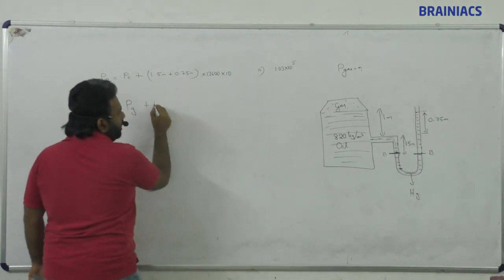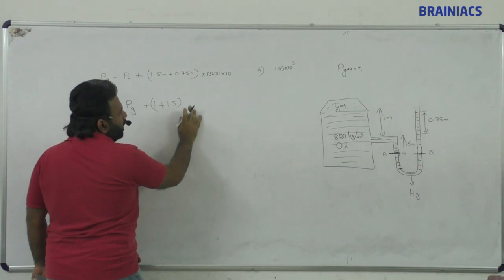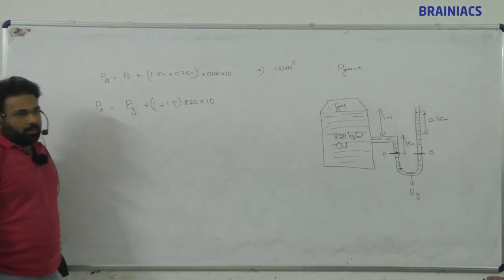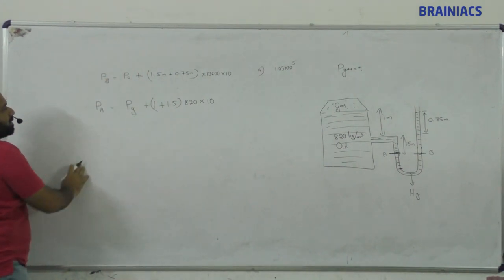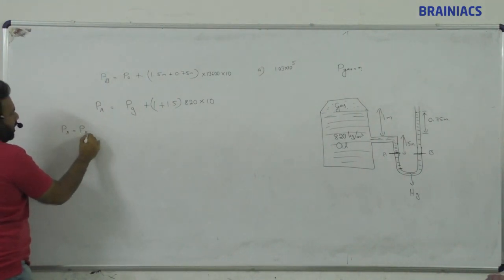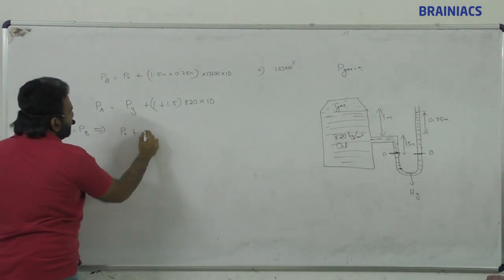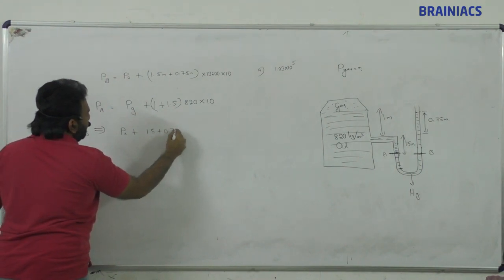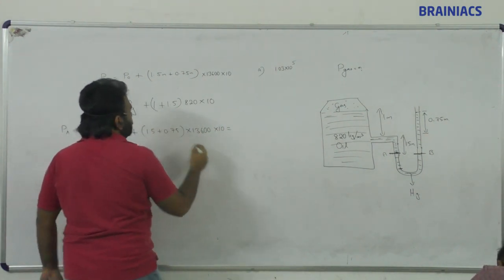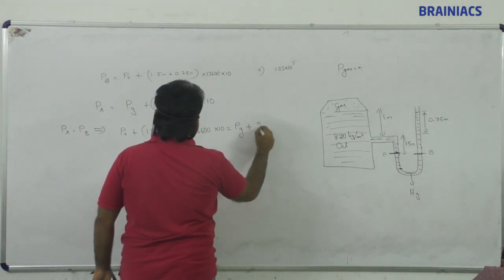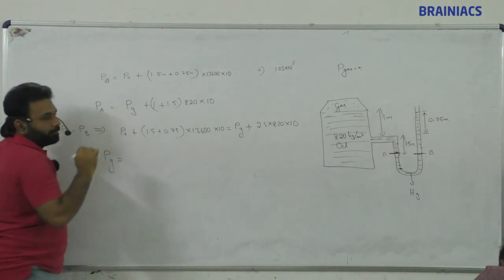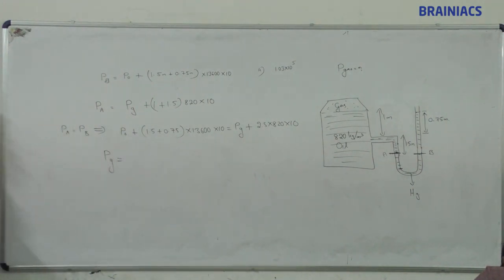So 1 rho 820 into G, which is 10. Now we have only one unknown. This we know anyway. So PA is equal to PB. So if we do P naught plus 1.5 plus 0.75, 13600 into 10 is equal to, this is going to be pressure of the gas plus 2.5 into 820 into 10. Simplify this, we'll be getting the value of the gas. Clear? That is the answer.